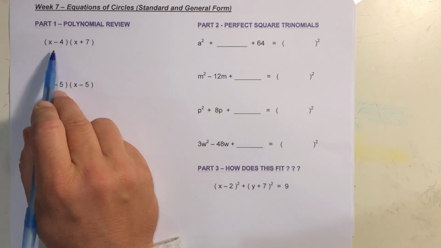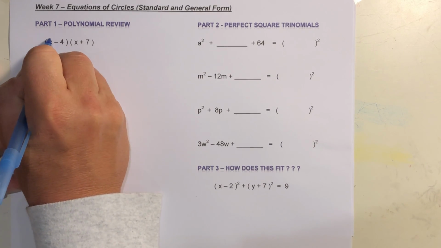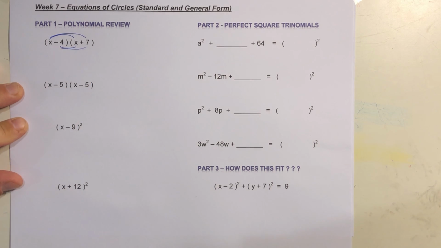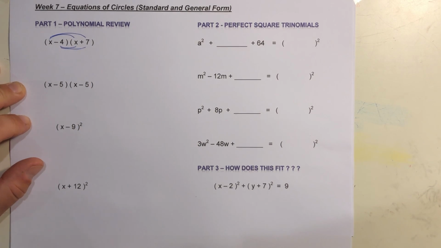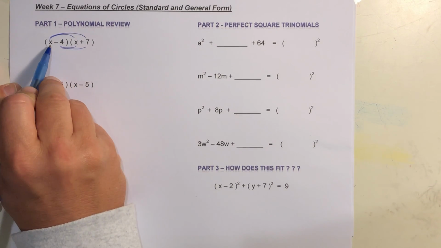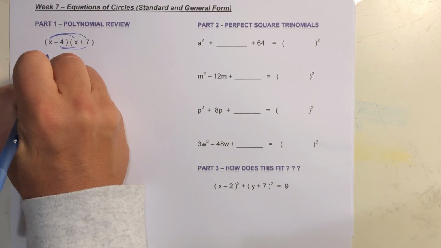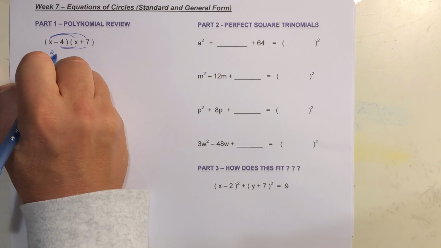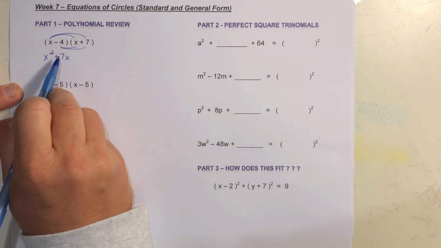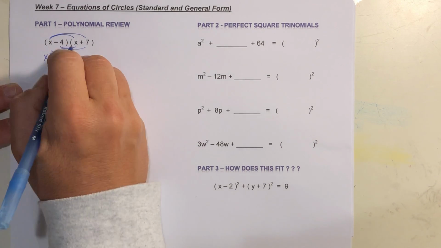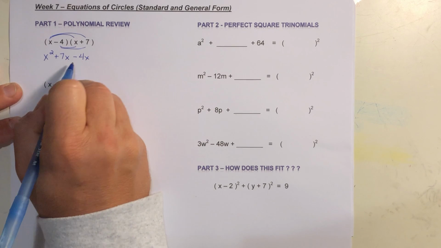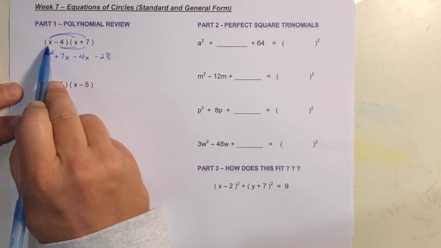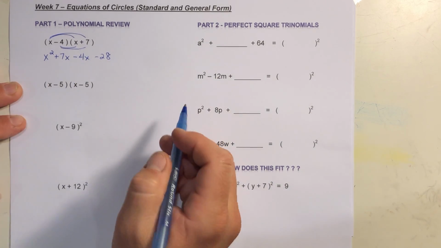If we wanted to just multiply these, I'm pretty sure most of us should remember that we're basically going to use the distributive property. It's kind of like double distributive property or FOIL. I'm going to take x times x. That's going to give me x squared. X times positive 7 will give me plus 7x. Negative 4 times x is minus 4x, and then minus 28. So I distributed the x first, then I distributed the negative 4.